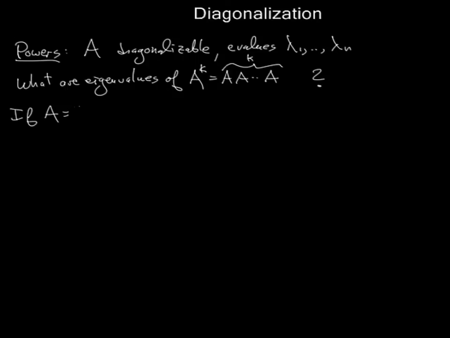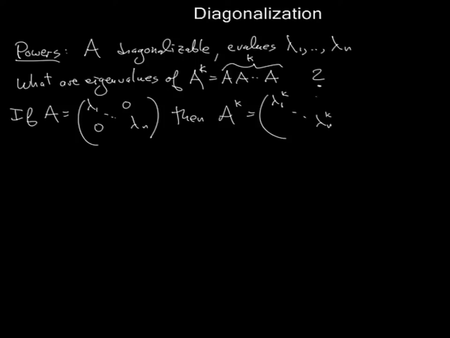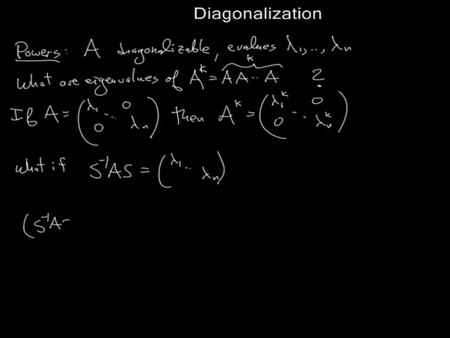Well, let's see. If A itself was diagonal, it would be obvious. If you take a diagonal matrix and raise it to a power, you just get the powers on the diagonal. So you take the eigenvalues and raise them to the k. But what if A isn't literally diagonal, just diagonalizable? So that would say that S inverse A S is equal to such a matrix. Well, notice that if you take S inverse A S and raise it to the k, as I said, that's lambda 1 to the k through lambda n to the k.